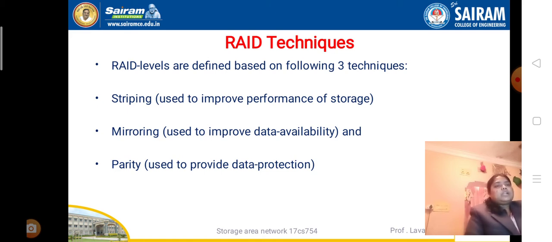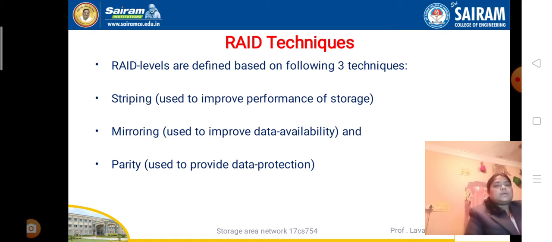It contains three levels of technique. The first one is striping, the second one is mirroring, and the third one is the parity technique. The striping technique is used to improve the performance of the storage, mirroring is used to improve the data availability, and the parity technique is used to provide data protection. These three techniques are very important in RAID implementation. We will see them one by one.